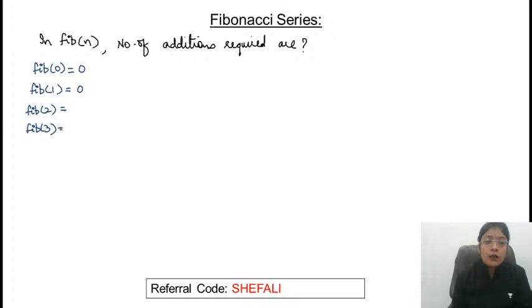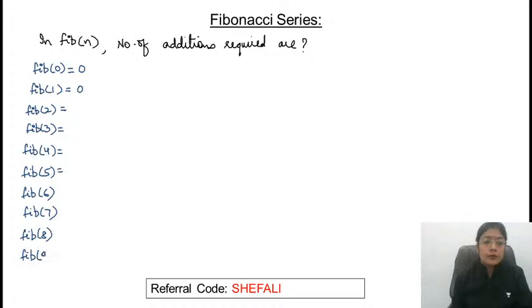Fibonacci 3, Fibonacci 4, Fibonacci 5, Fibonacci 6, Fibonacci 7, Fibonacci 8, Fibonacci 9 and Fibonacci 10. Then we will be writing the formula. Fibonacci 6, how many additions were required?